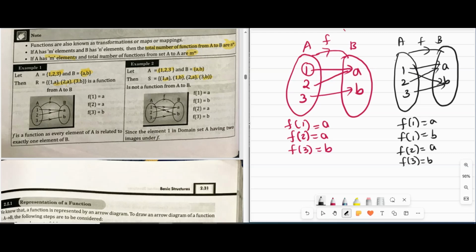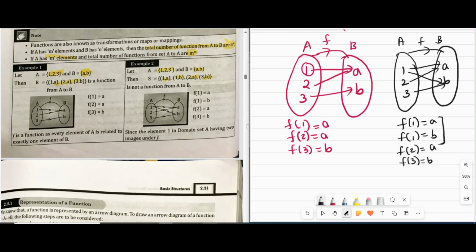So now we can see one element of A has two images. Since the element 1 in the domain set A has two images under F, so how many images do we have? We have two images. It is not a function from A to B, since it should have only one image, then it is a function. Since we have two images, it is not a function.